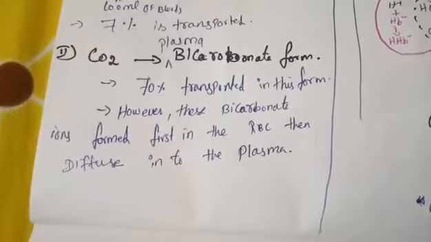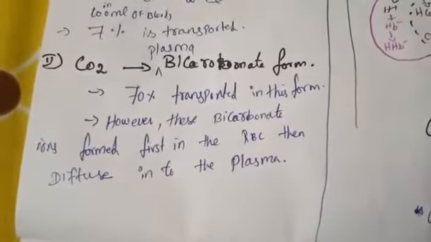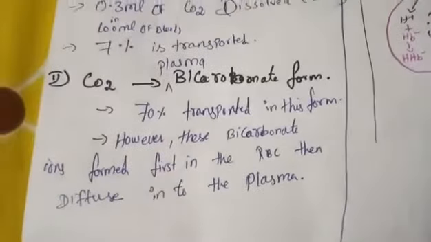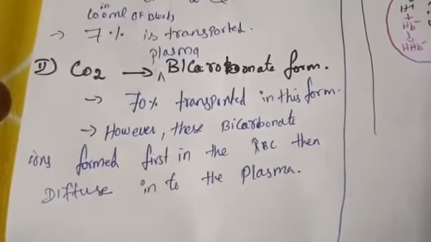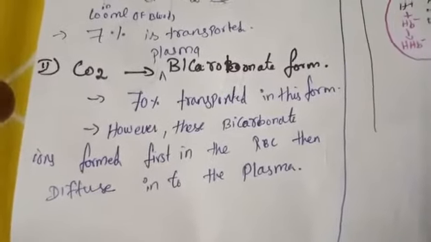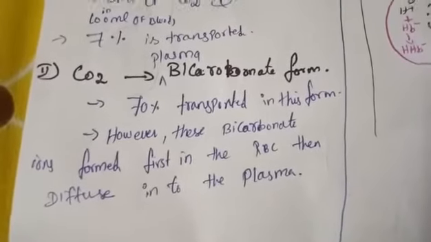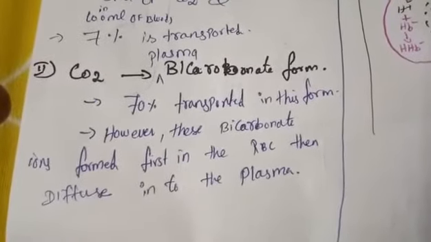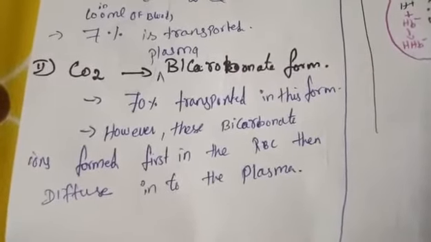The carbon dioxide is transported in plasma as bicarbonate. So 70% of transport, that is the major share of carbon dioxide, is transported in this form. However, this bicarbonate is first formed in the RBC, then it is diffused into the plasma. Let's see how this bicarbonate is formed in the RBC first and how it is diffused into the plasma. You will see it in the diagram.